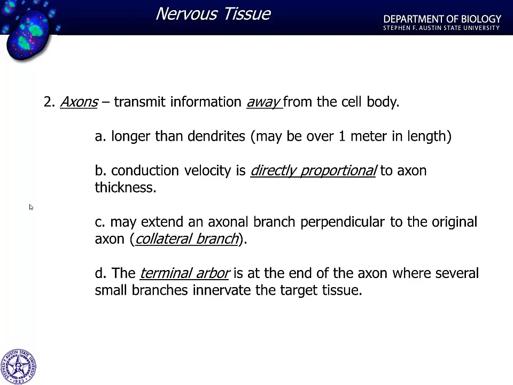In that previous slide, we saw the different collateral branchings that we can have along the extent of the axon. And toward the end, we can have branches that are referred to as the terminal arbor, arbor vitae, tree of life. As these branch out, we can actually form synapses with multiple target cells and multiple target tissues. It's not just one small button.